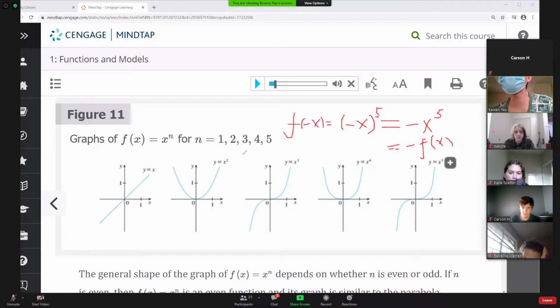Right? So you can see that f(negative x), your internet connection is unstable. I don't know why. It's quite stable.